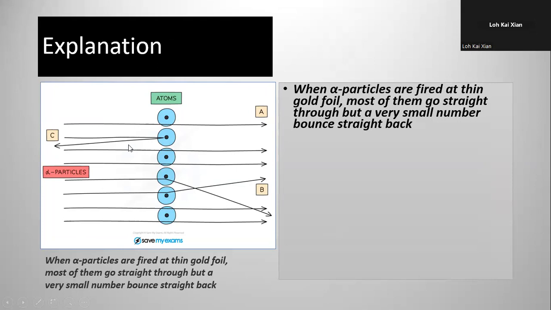Remember, positive charge and positive charge repel. This is where it comes too close to the nucleus. The positive and positive charges repel, so the direction changes only. Same here, it comes too close, so it repels and changes direction. Whereas this one is a direct hit, so it rebounds back. That's why we find very few of this type, because the nucleus is very small.